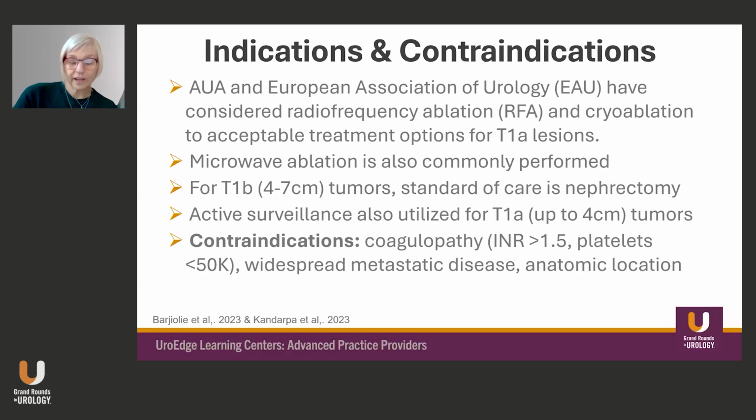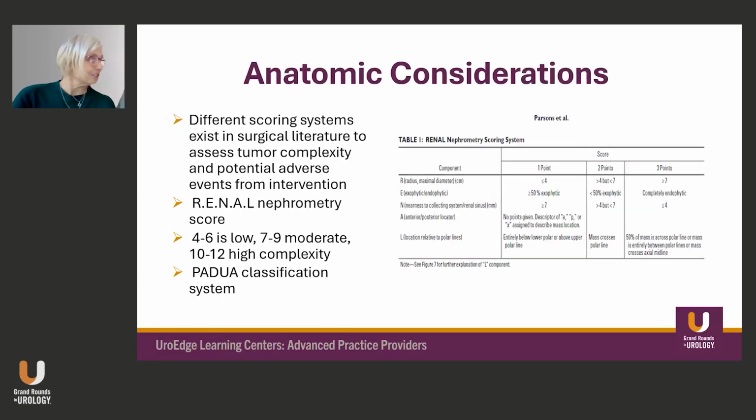And some contraindications are coagulopathy, such as INR over 1.5, platelets less than 50,000, widespread metastatic disease, and also anatomic location, which Dr. Richards will discuss further as we move along. So Dr. Richards, talk to me about some anatomic considerations in these patients that are referred to you.